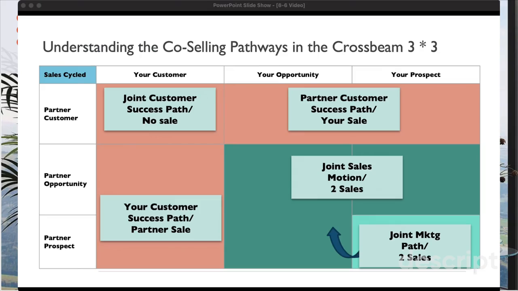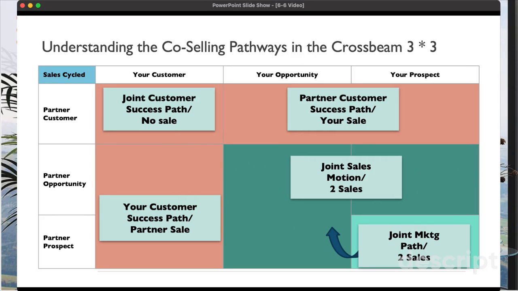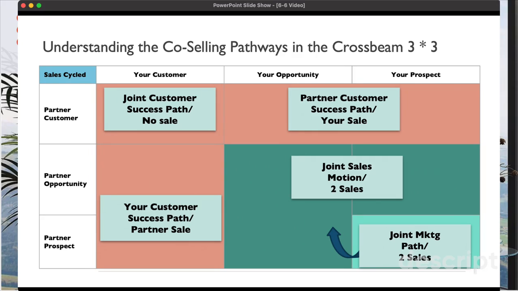The way we like to think about this is that although there are 9 boxes in the overlap between the horizontal axis of your accounts and the vertical axis of your partner's accounts, there's really 5 distinct paths. And they proceed from easiest in the upper left-hand corner, which is this joint customer path, where we have two customers who've already bought, and we have a customer success driven motion, not to drive a sale, but to drive the integration and deployment of the joint solution.